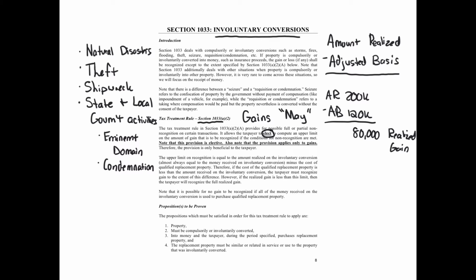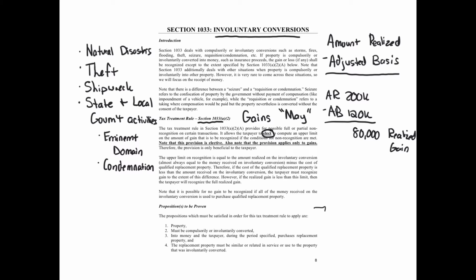Okay. Now, of course, I'm getting cash. And we know non-recognition rules. If you get cash, you can't get non-recognition. We know that's one of our common themes. So I get $200,000 of cash from the insurance company. We know if you get cash, you've got to recognize, because the liquidity concern is not an issue. So stay with me. We've got these events, right? Natural disasters, theft, shipwreck, state and local government activities like eminent domain, seizure, condemnation.